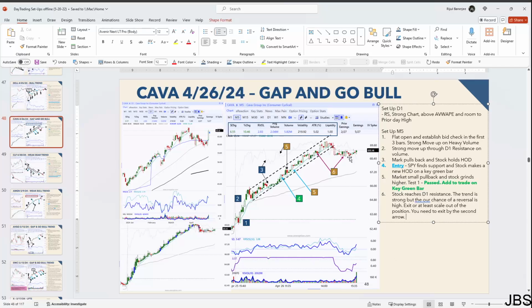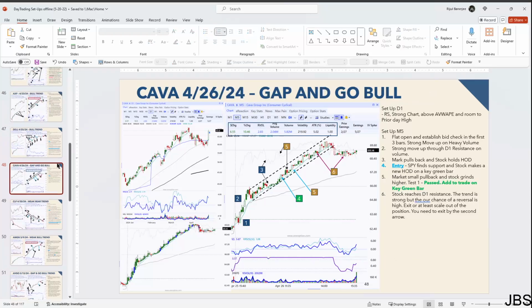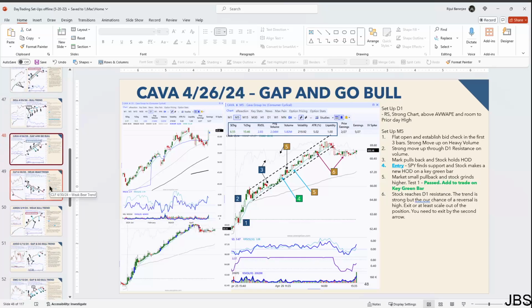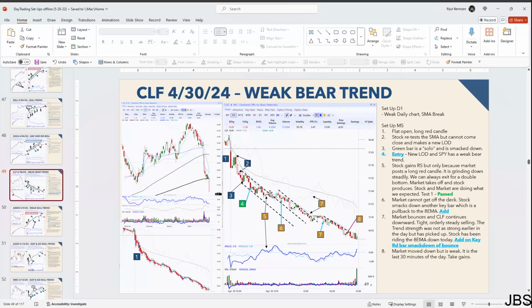So I mark all that up. And then I just do that many, many days in a row. So this probably has about 60 charts, M5 just marked up. Here's another one, CLF. This is on the bearish side.